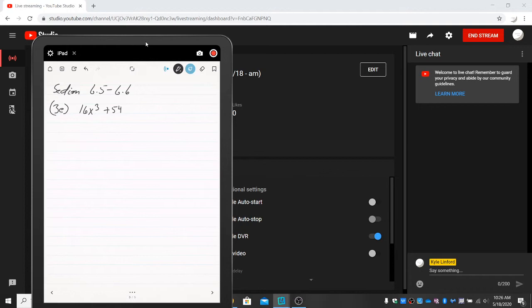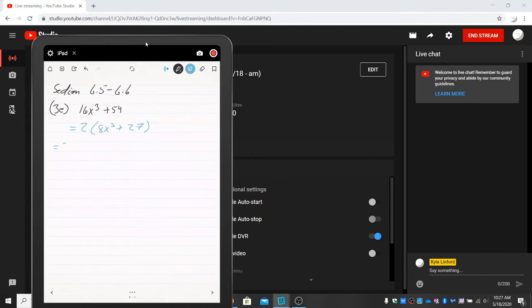So the GCF here, let's see, 16. That doesn't go into 54, but 8, no. 4, no. Let's factor out a 2, and let's see what we're left with. If I factor out a 2, I'm left with 8x cubed plus, 54 divided by 2 is 27. Okay. Are 8 and 27 cubed numbers? Meaning, are they perfect cubes? Do they have whole number cube roots? And the answer is yes.